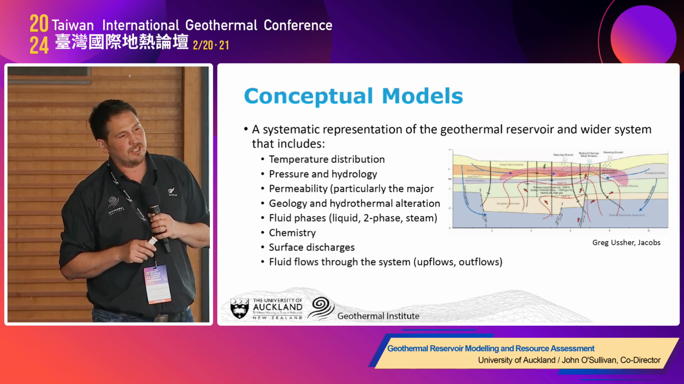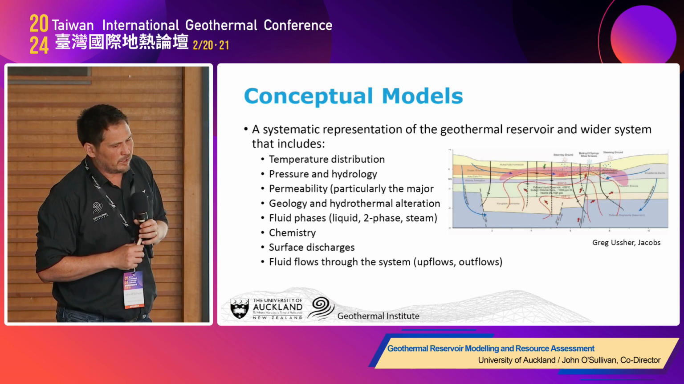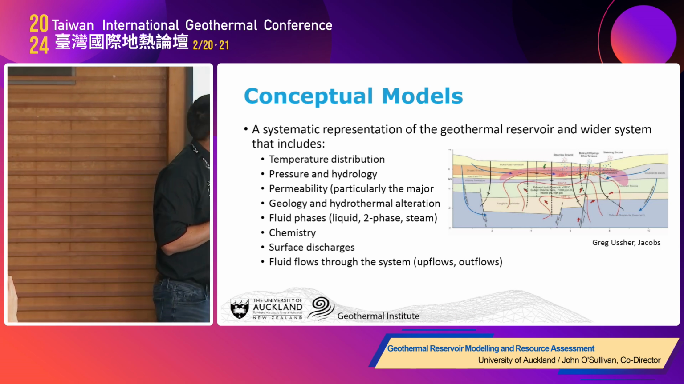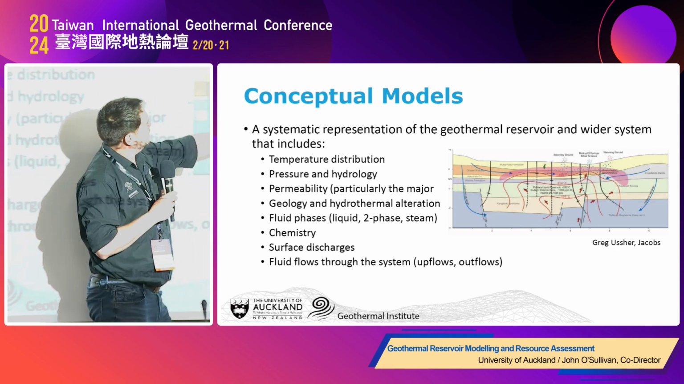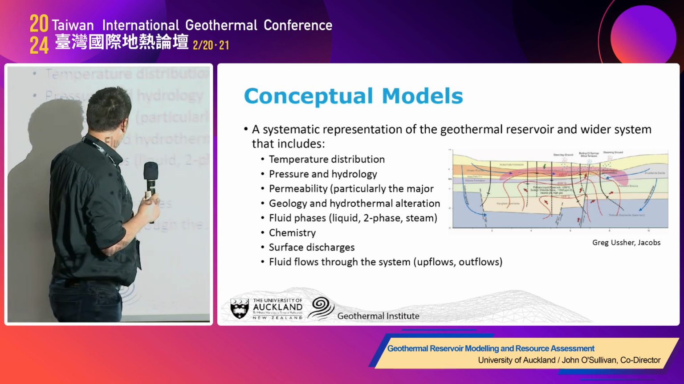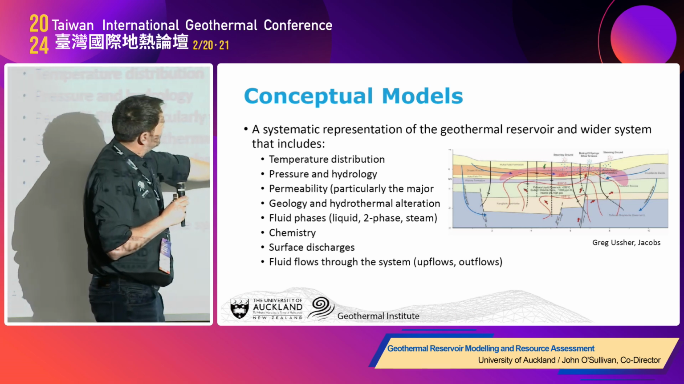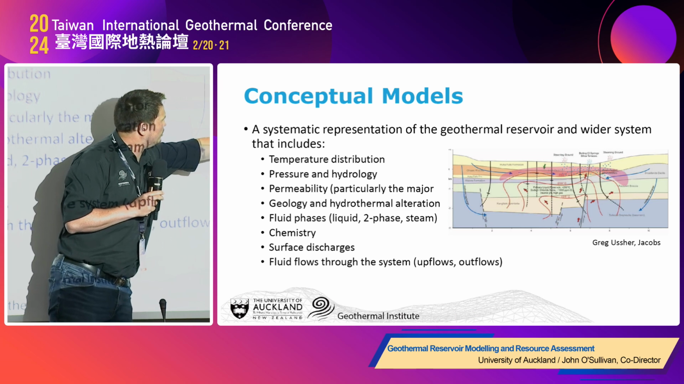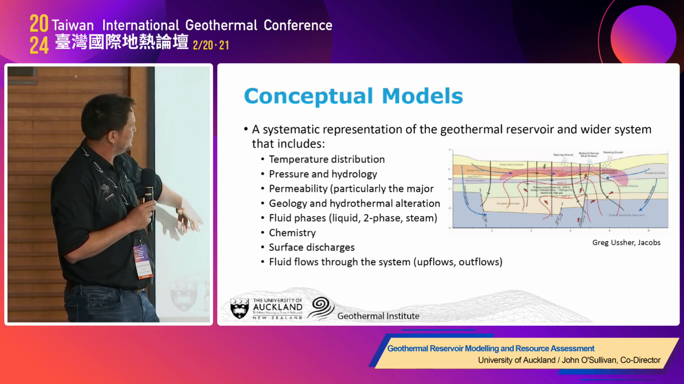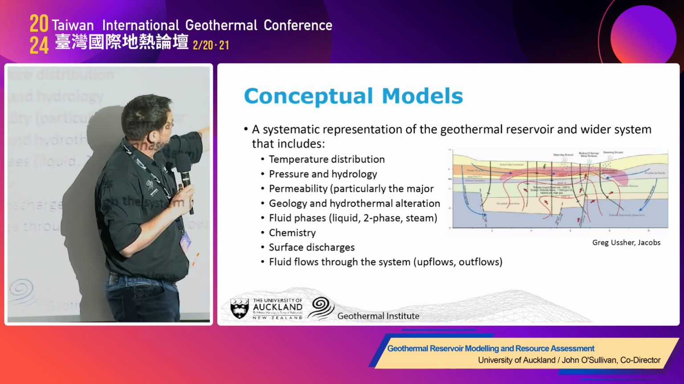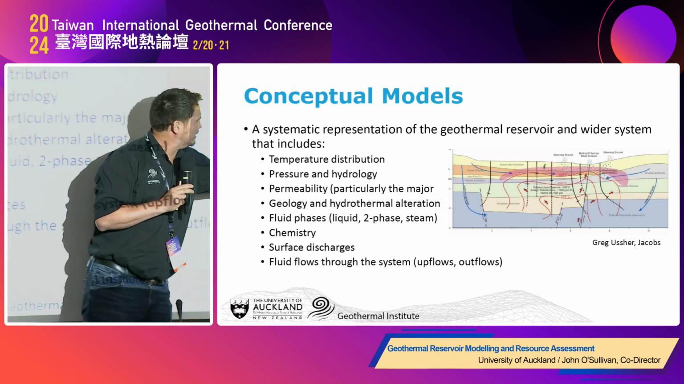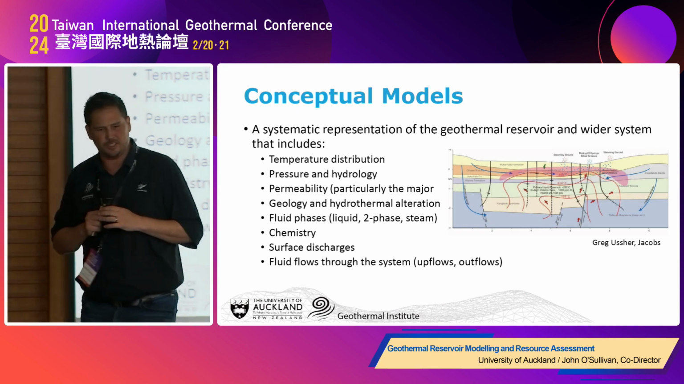It should have some indication of geology and alteration. We're looking for information about where the fluid phases are, so where it's going to be liquid, where we think it might be steam. That's what all of these little bubbles are showing, where we think the steam zones are. And we should have indications of some of the chemistry. So it's talking about, it's chloride neutral here in this example. And you should have some of the surface chemistry too, surface discharges, and then the fluid flows. So the arrows showing the upflows and recharge and downflows. So this is an example by one of our good friends, Greg Usher at Jacobs.